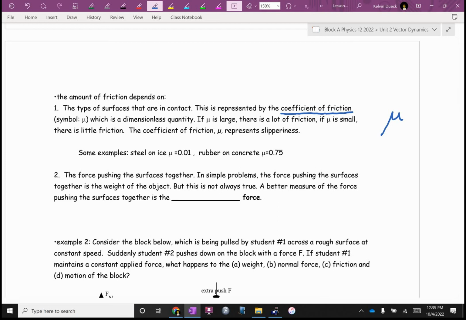It doesn't have any units. It's just a ratio. So it is not a force. It's not in newtons. It won't actually show up in your free body diagram in your arrows, but it's used to calculate friction. The closer mu is to 1, the stickier the object is. The closer it is to 0, the slipperier an object is.